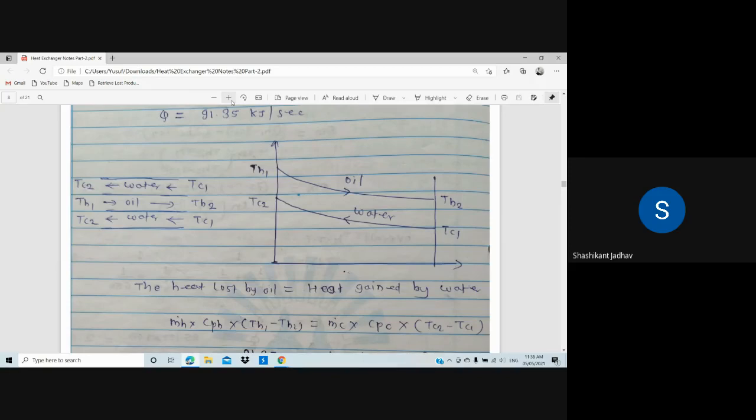After the completion of the diagram we have to write down that equation. The heat lost by the oil is equal to heat gained by water: m dot h into cph into (th1 minus th2) is equal to m dot c into cpc into (tc2 minus tc1). We have all the values. The left hand side value, heat lost by the oil, we have already calculated: 91.35. On the right hand side, the only unknowns are CPC, the CP of water, which is 4.187, and m dot c. So from this we have to calculate the value of m dot c.